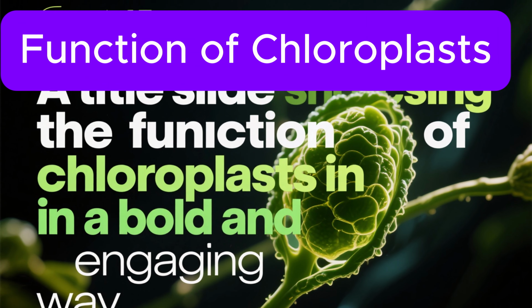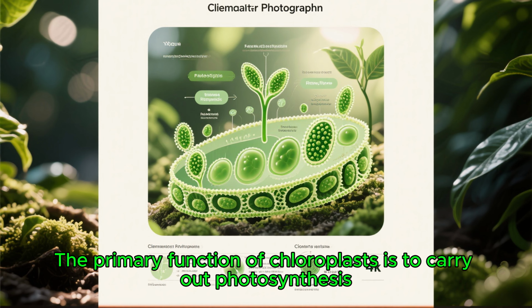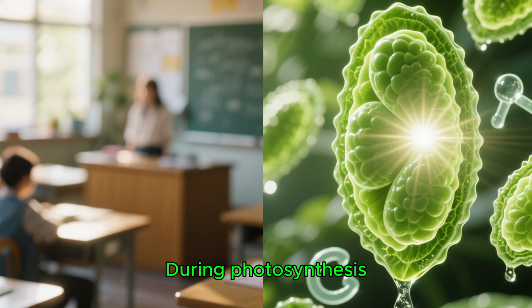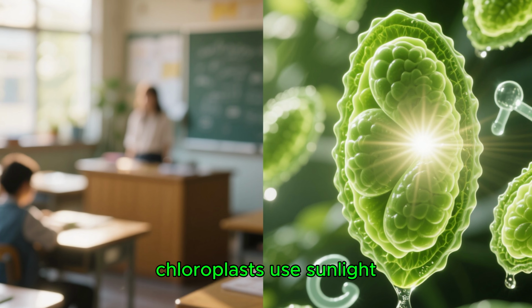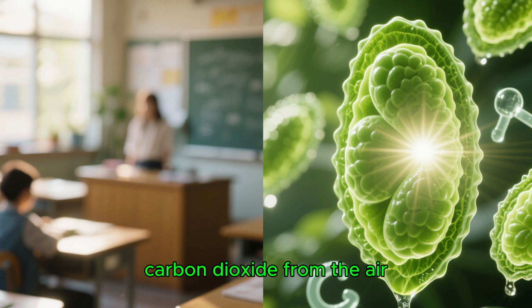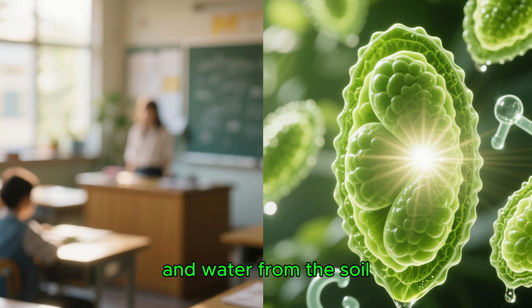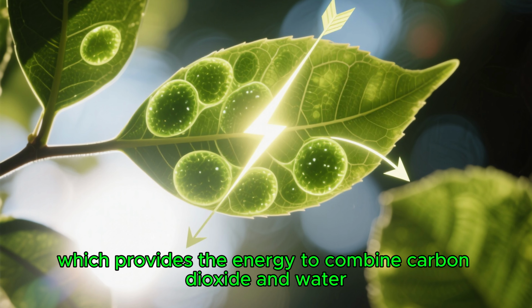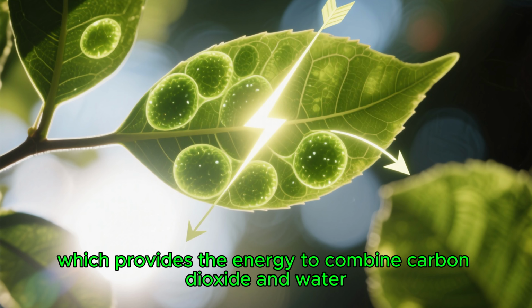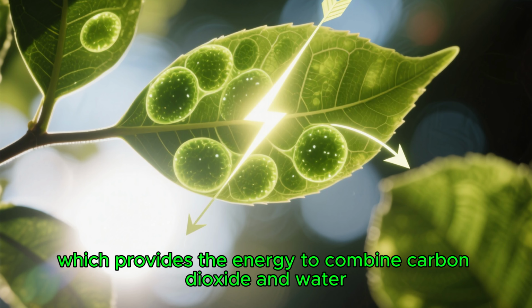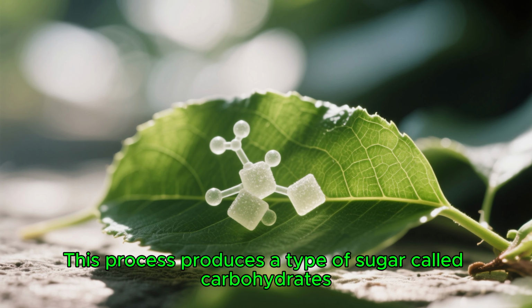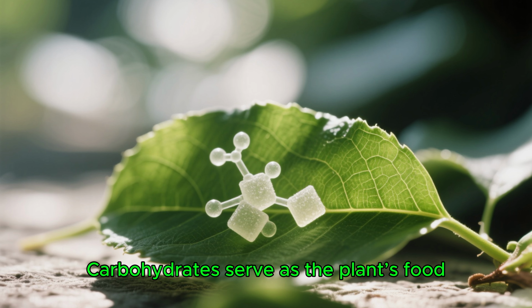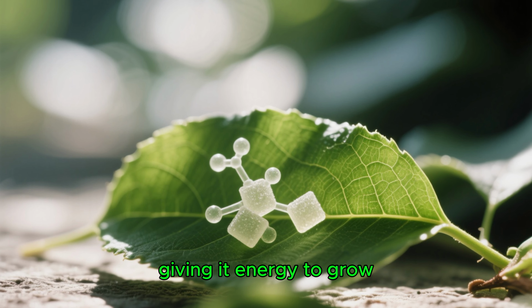Function of chloroplasts. The primary function of chloroplasts is to carry out photosynthesis. During photosynthesis, chloroplasts use sunlight, carbon dioxide from the air, and water from the soil. The chlorophyll in the thylakoids absorbs sunlight, which provides the energy to combine carbon dioxide and water. This process produces a type of sugar called carbohydrates. Carbohydrates serve as the plant's food, giving it energy to grow.